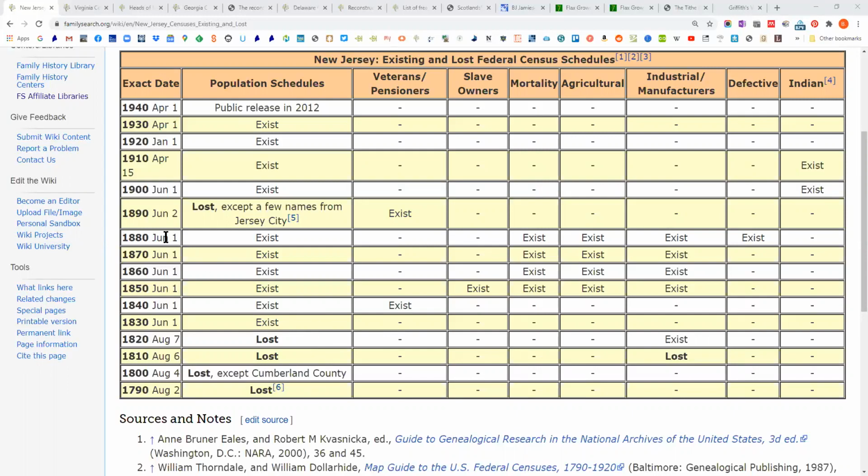The other thing that happened, as many of you know, is the 1890 census, except for about 6,000 names, has also been lost. And so the other time you get census substitutes is for trying to reconstruct where people were in 1890.